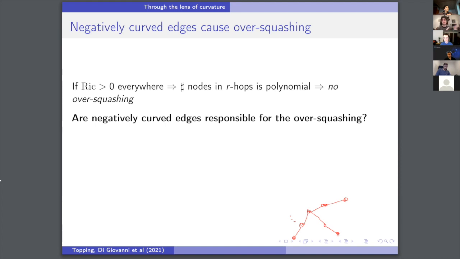And now this theorem is actually telling us that if the curvature is positive everywhere, then there's not going to be oversquashing because the number of nodes in your R-hop neighborhoods is at most polynomial, which leads to the following question: can we actually identify the edges that are responsible for the oversquashing as those that have large negative curvature? I see there is a question, I think.